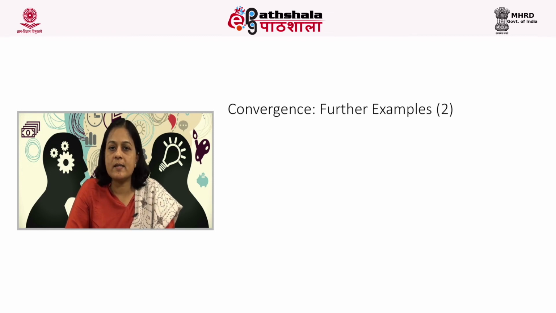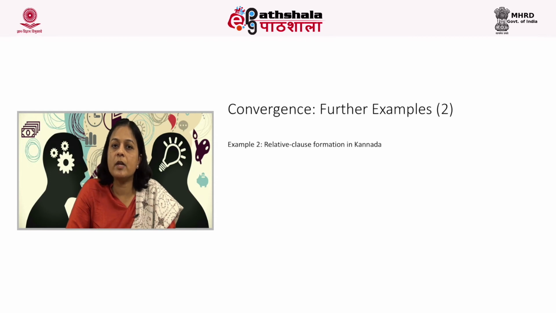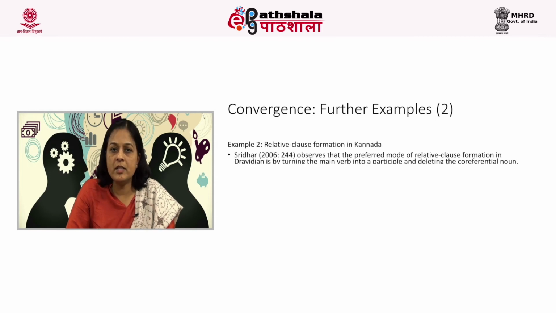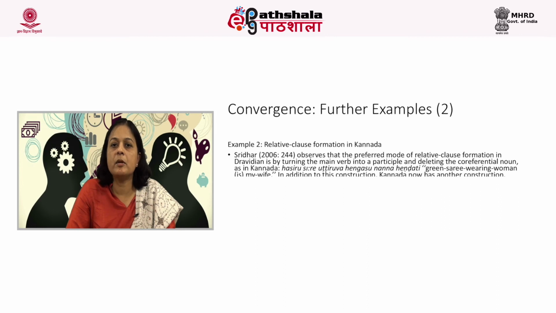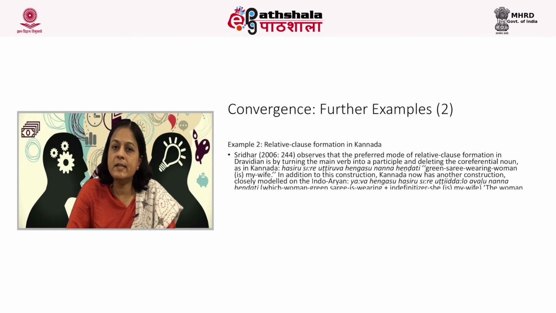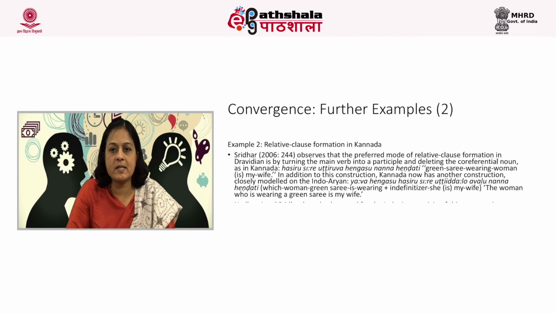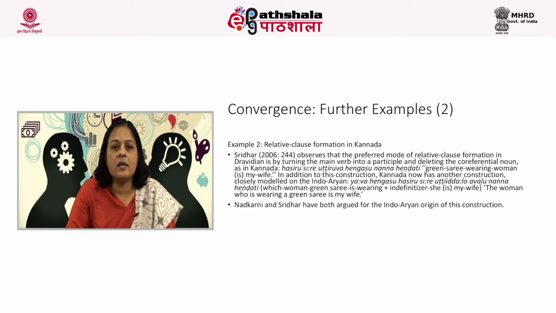Sridhar 2006 observes that the preferred mode of relative clause formation in Dravidian is by turning the main verb into a participle and deleting the co-referential noun, as in Kannada. Hasiru sire uttiruva hengasu nanna hendati. Green sari wearing woman is my wife. In addition to this construction, Kannada now has another construction closely modelled on the Indo-Aryan.